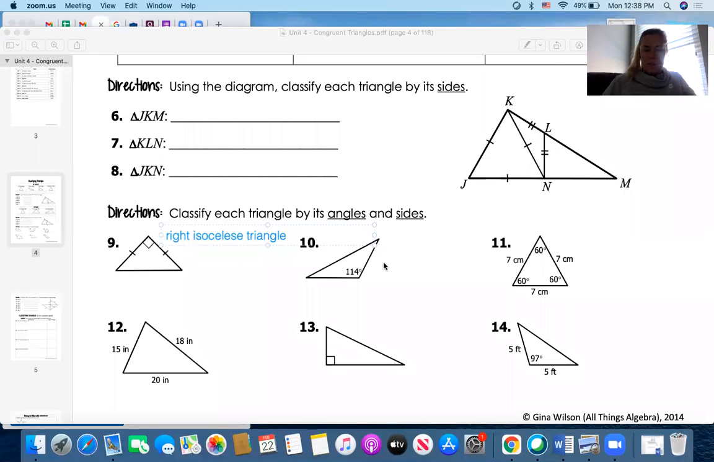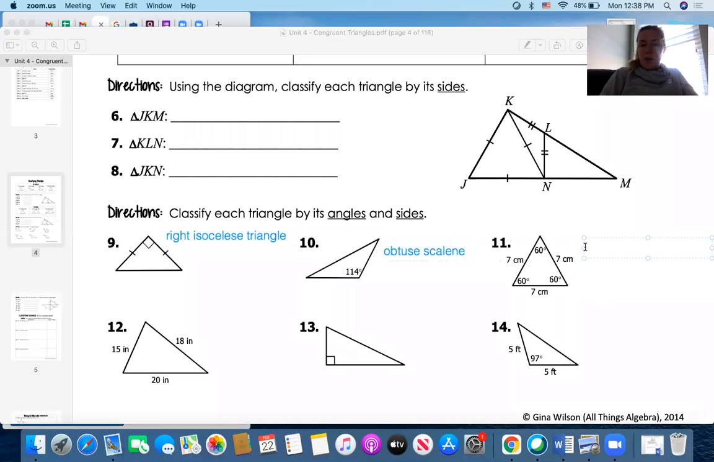Let's go over this. Check your work with this, and if you have any questions, let me know. Okay. So we have an obtuse angle here, and for the sides, we don't have any measurements, so we're going to assume they're scaling.